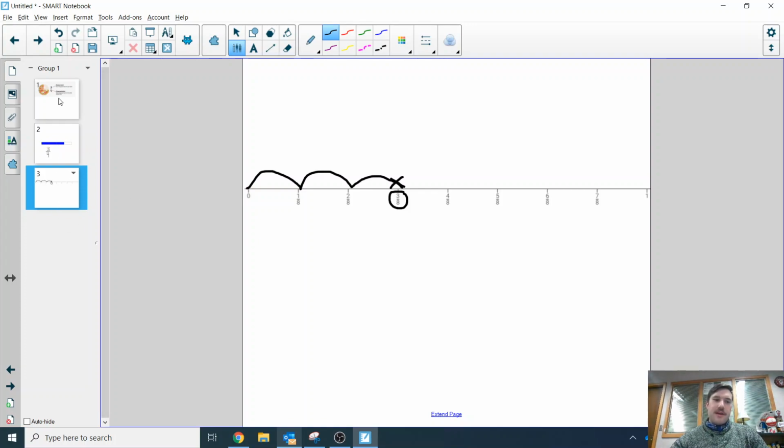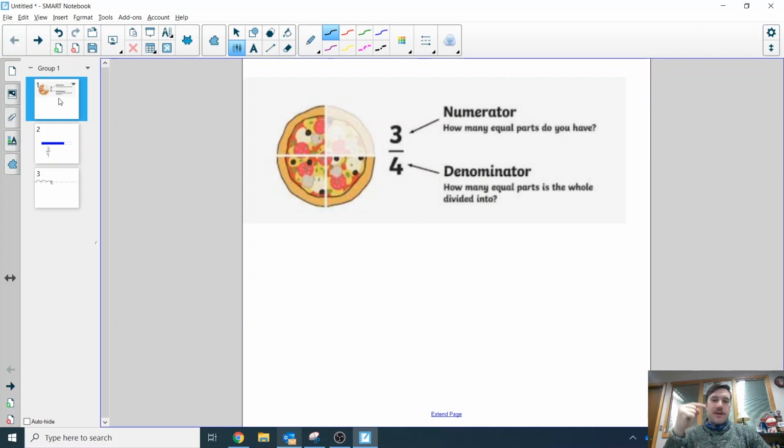Okay, so a little bit of a refresher. The numerator is the number on top. How many equal parts do you have or are shaded? And the denominator is how many equal parts the whole is divided into. So how many would it take to equal 1 whole? And those pieces, again, have to be equal, or the same size.